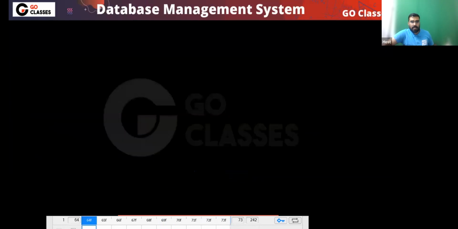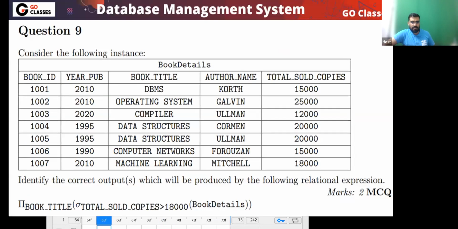Okay, let's move on. Question number 9, tell me the answer. Here the book details is given to you. Identify the correct output which is produced by the relational expression. From the book details, first you do the row selection, where the copies are greater than 80,000. So this row will be selected, this row, and this row. These 3 rows will be selected.